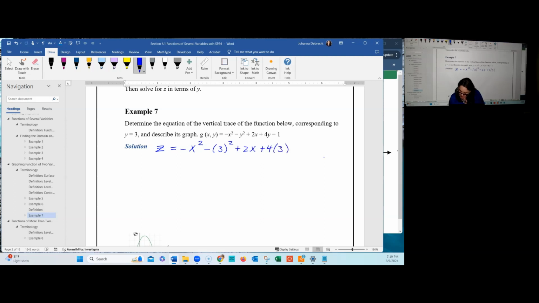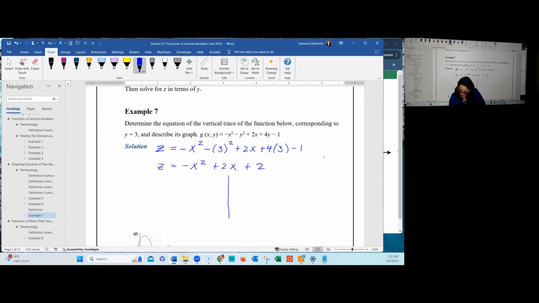When we multiply everything out and combine our like terms, we get the equation that z equals negative x squared plus 2x plus 2, I believe. Let me check my notes and make sure that I've got the right value, though that does sound right. Yes, that is correct. So how would I plot that?